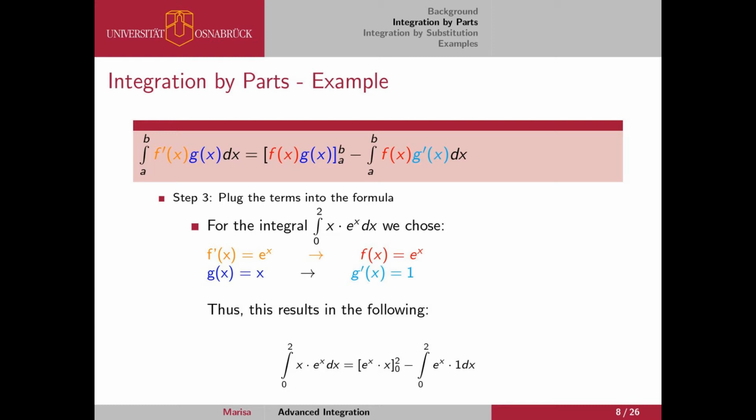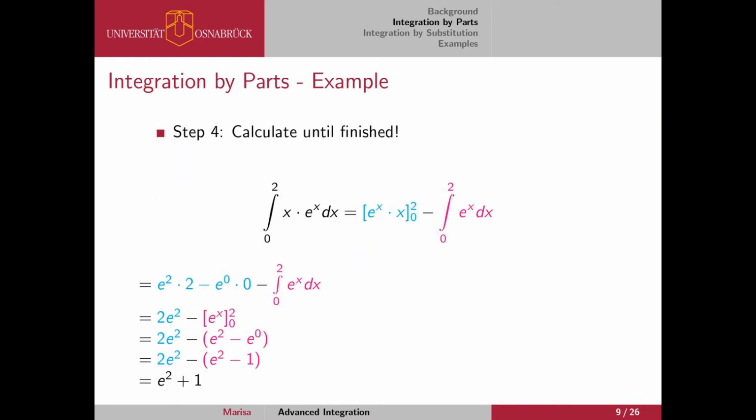The integral from 0 to 2 of x times e to the power of x dx equals, in squared brackets, e to the power of x for f of x and x for g of x, with the limits 2 and 0, minus the integral from 0 to 2 of e to the power of x for f of x times 1 for g prime of x dx. And now we are almost there. All we have to do now is calculating until we reach the final result. If you don't feel comfortable with this yet, you might want to have a look at the video about basic integration again. But let's start for now.